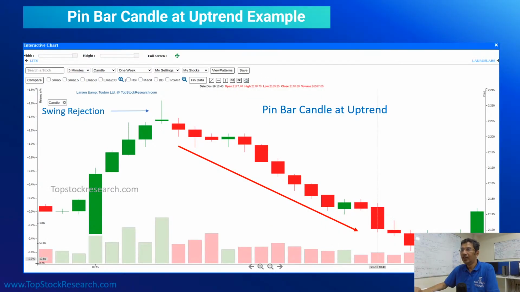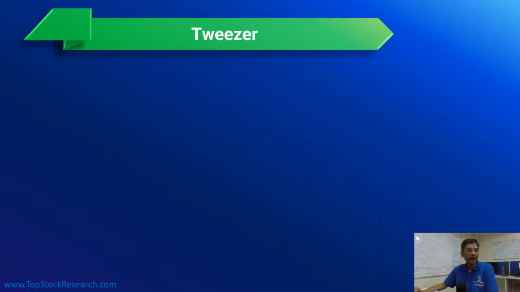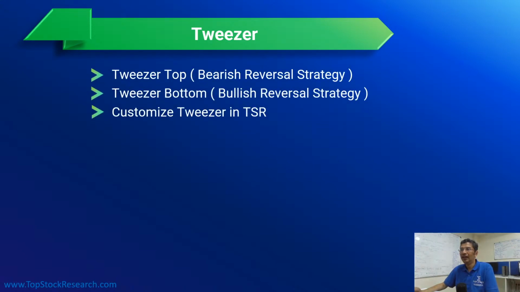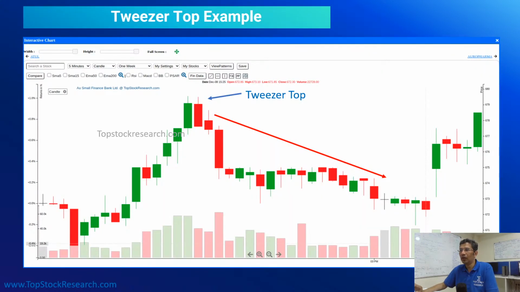Right? So pin bar we covered. The next one is Tweezer. It's again a reversal pattern, basically a reversal strategy. You can use it at a top or a bottom. If it is top, it is bearish. If it is bottom, it is bullish. Let's try to understand what Tweezer is.